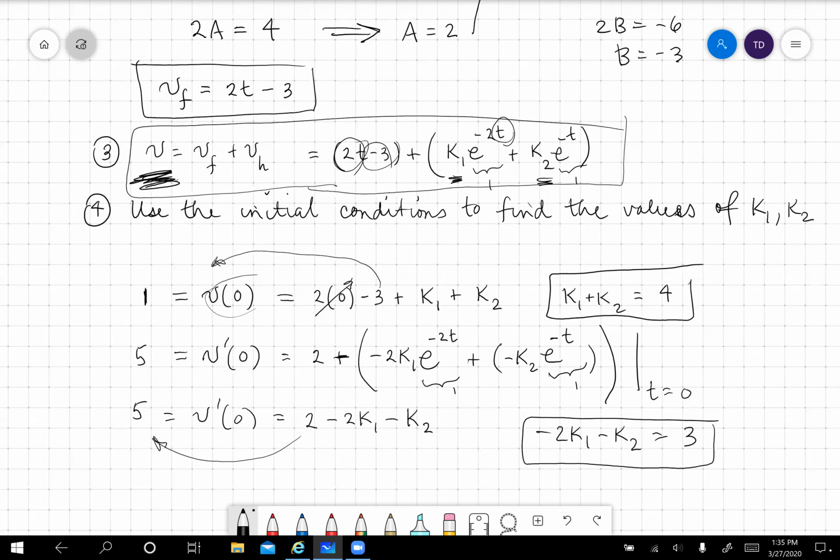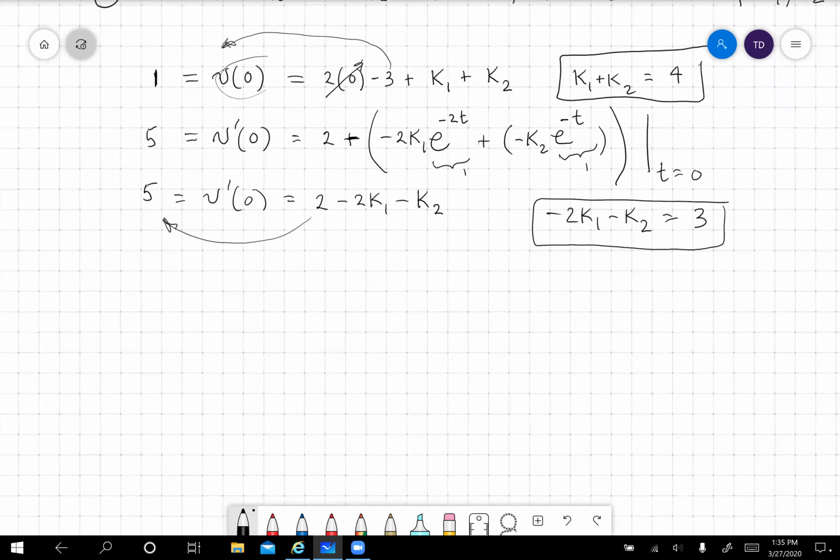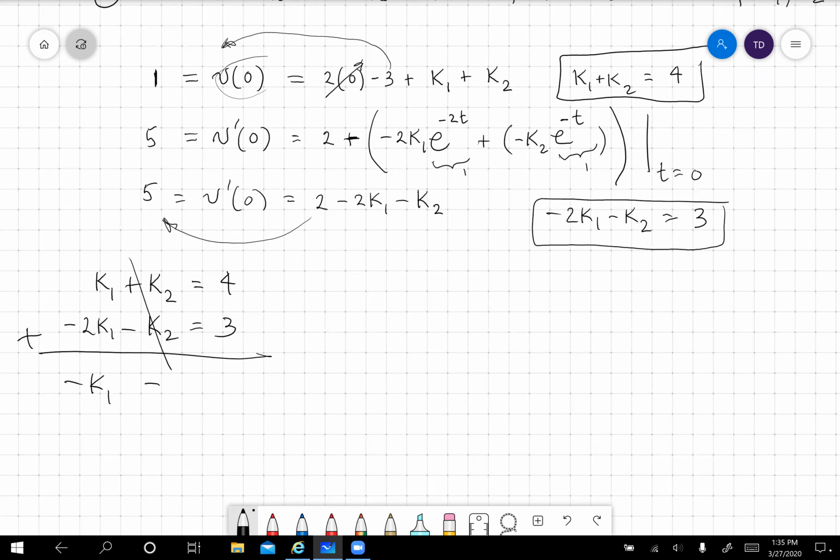How do I solve those two equations? Whichever way is easiest. So this is what I see that's easiest this time. Add them. When you add them, those cancel out. And when you add, you get minus K1 equals 7. So therefore, K1 equals minus 7. Take that, I'm going to plug that in here. If K1 is minus 7, you can see that K2 must be equal to 11.